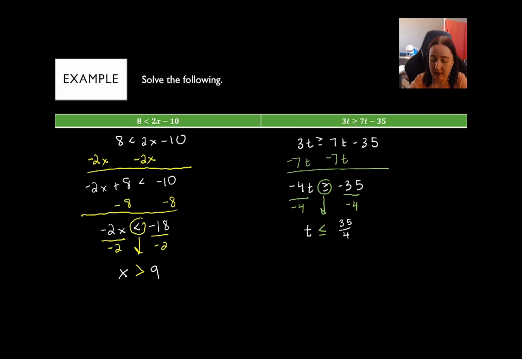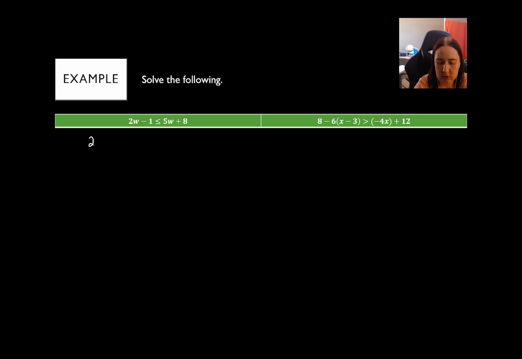Okay, here we have 2w minus 1 less than or equal to 5w plus 8. So I always move my variable, so I'm going to subtract 5w from both sides. And some people like to move their number at the same time. That means I have to add 1 because I have to move that number to the other side. So I'll add 1. So you can do both of these at the same time if you understand it enough that you don't get lost like that.